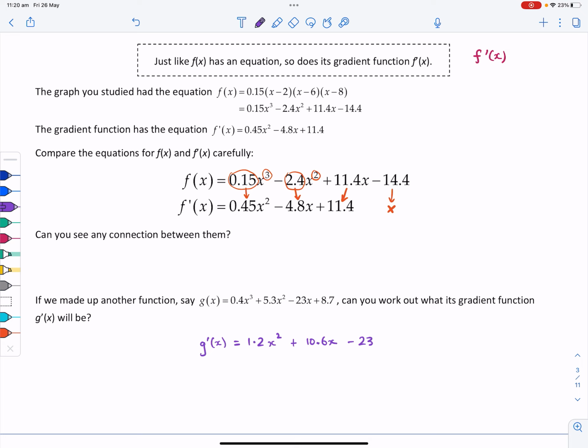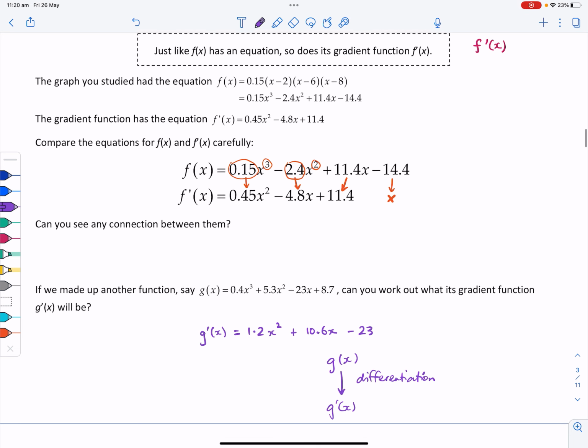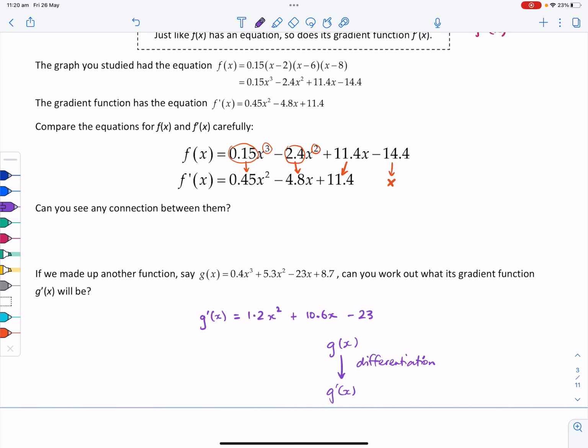So the process that we do, when we start with g of x and we get to g dash x, that process is called differentiation, related to the word difference. That significance of the word difference might become apparent later on.